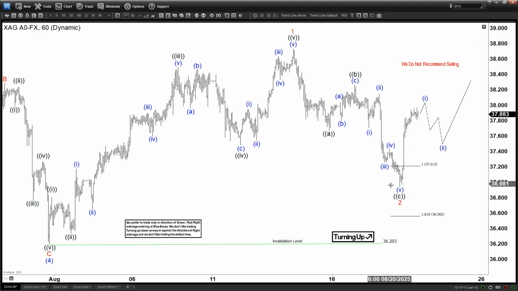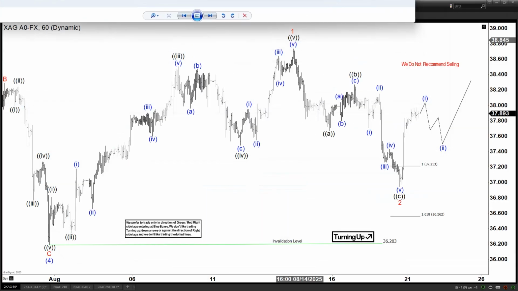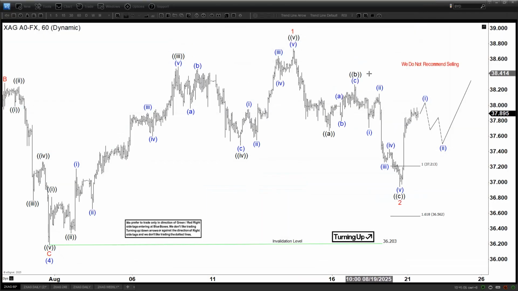Now let's see the subdivision here just for educational purposes. This is what we call a zigzag ABC, which is technically a 5-wave structure here and a 5-wave structure here, and the C will end somewhere between 100%, 161.8% extension. This is the general structure of it. We got ABC with 5 waves here and 5 waves here, right? So that's exactly what happened here.